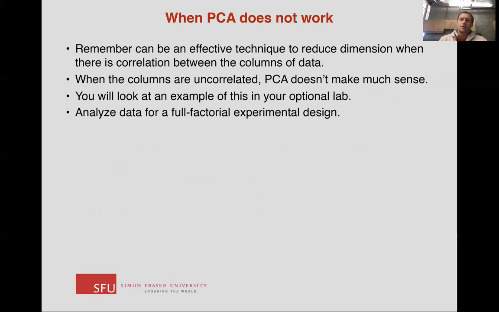Okay, so finally, PCA will not always work. It may not always be a good solution. So one of the preconditions for PCA is that we have some redundancy in the columns of information. However, if the columns in our data matrix are uncorrelated, then PCA won't make much sense. And we'll have an example of this in your optional lab where you'll analyze a full factorial experimental design. Okay, so this is the first of a series of short lectures on dimension reduction techniques.